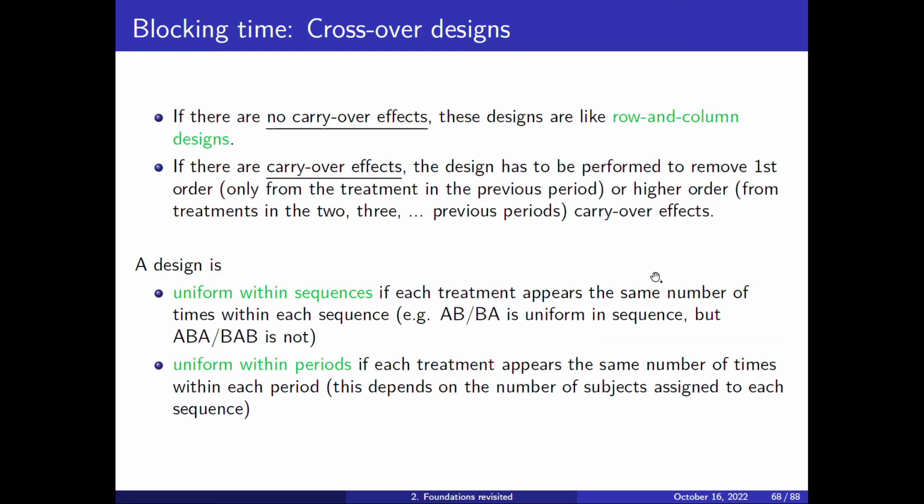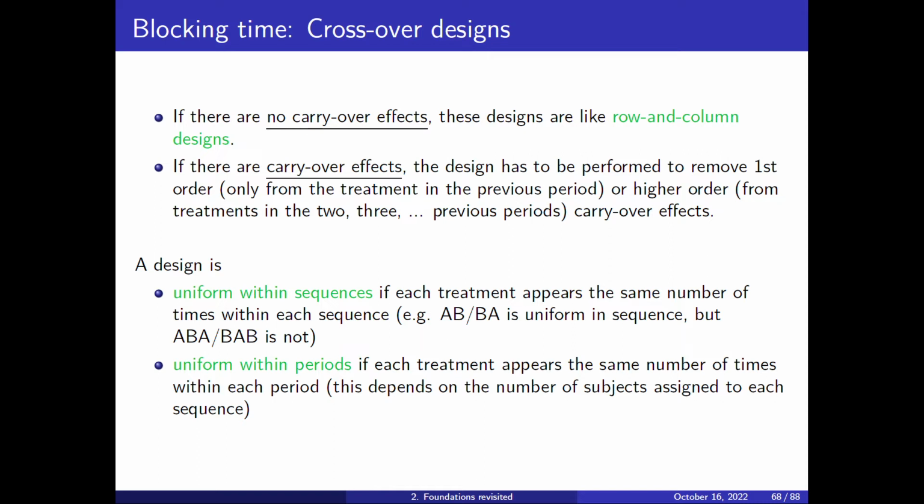So if there are no carryover effects, these designs are like the row and column designs. If there are carryover effects, the design has to be performed to remove first order, so only from the treatment in the previous period, or higher order, so second order is from the two previous periods, third order is from the 3 previous periods. And you can design the experiment to do this. We will see a little bit how to do that.